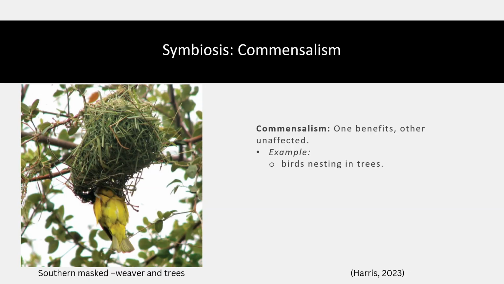Symbiosis describes the relationship that organisms have with each other. The first one we're going to talk about is commensalism, where one species benefits, but the other is unaffected. We can see this when birds build their nest in a tree. The bird benefits, but that tree is unaffected.